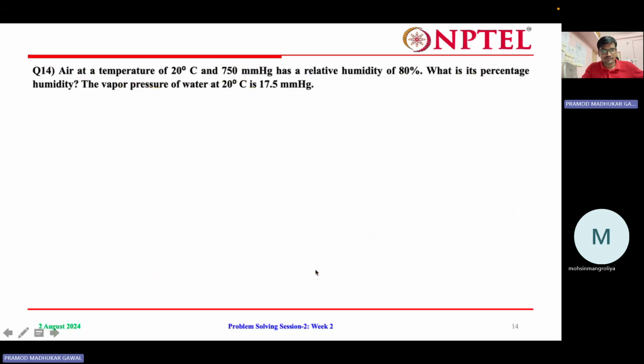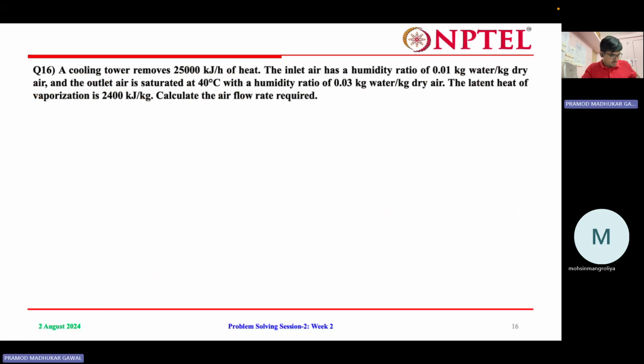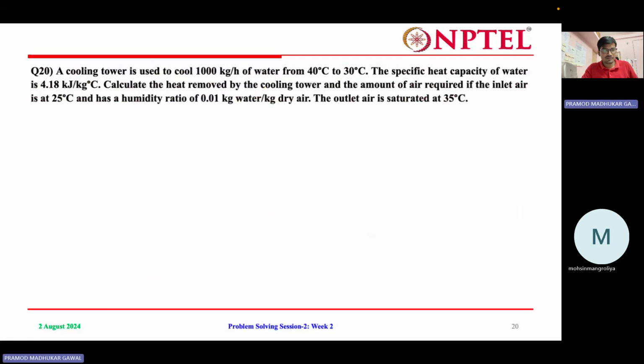Move to question number 20. Yes, the humidity at saturation conditions is 0.015 kg of water per kg of air, right? So we have to calculate the m air here. We already calculated the heat removed.